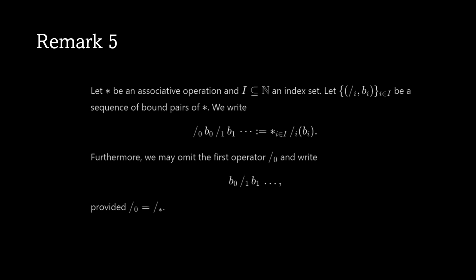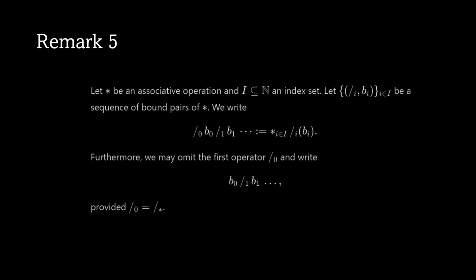So take some additive expression plus 5 minus 7. You don't need to write that plus at the start, you can just write 5 minus 7. So this is the same thing here. So if the first operator slash sub 0 is equal to slash sub star, which is the identity operator, then you can go ahead and omit that.